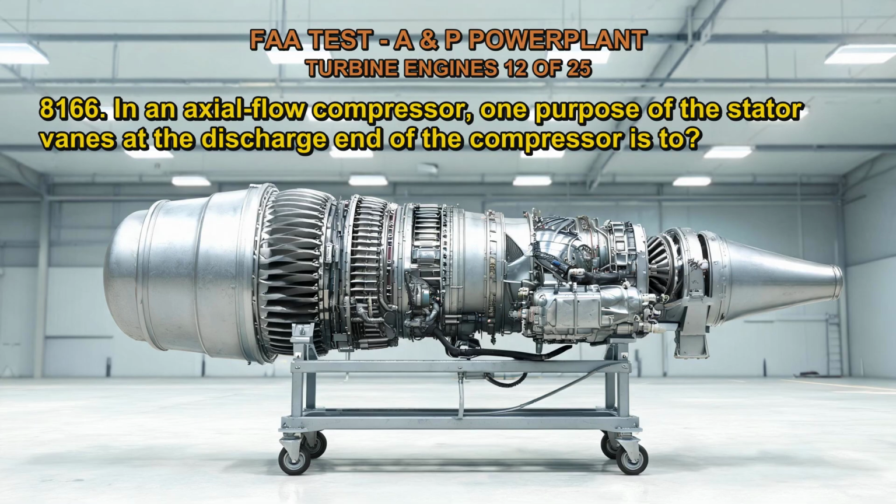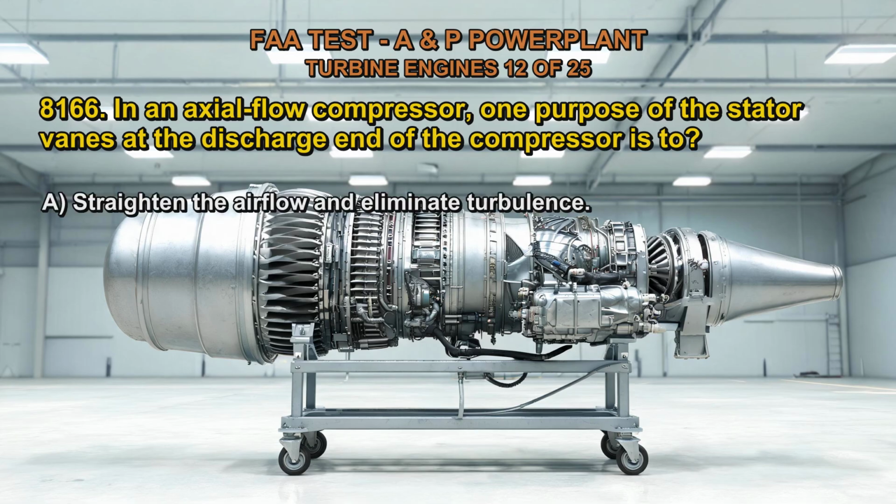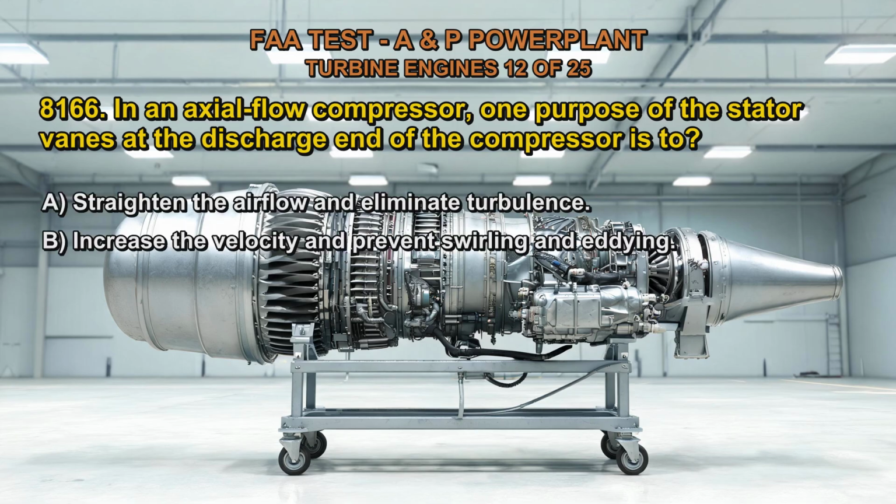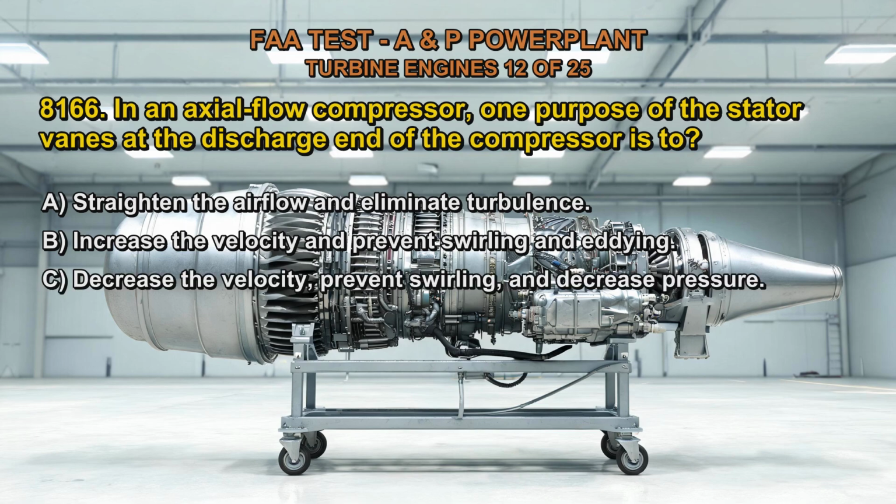8166. In an axial-flow compressor, one purpose of the stator vanes at the discharge end of the compressor is to A. Straighten the airflow and eliminate turbulence, B. Increase the velocity and prevent swirling and eddying, C. Decrease the velocity, prevent swirling, and decrease pressure. The correct answer is A.